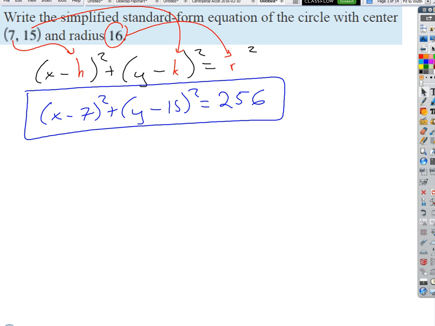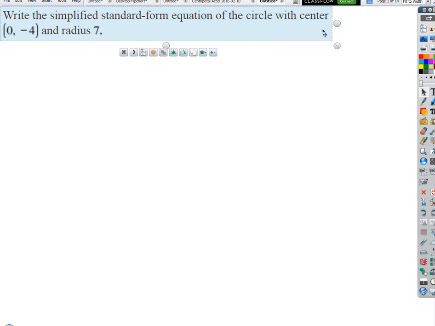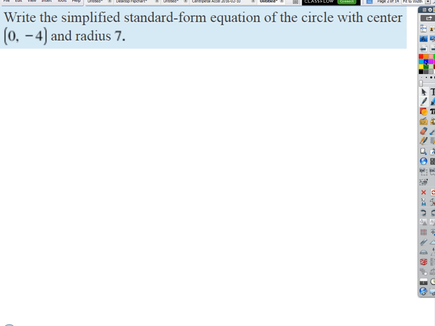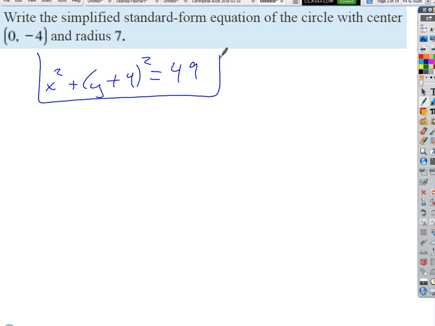Okay? Next one. Same kind of question, only this time, what's h? 0. So if I write x minus h squared, that's just going to be x squared, isn't it? Plus the quantity y minus -4, which would be y plus 4 squared, equals 7 squared, which is 49. That's it. Questions on that? If you put parentheses between the x and the square, would that be okay? It'd be fine. You wouldn't need them. It's not going to mark it wrong, but you don't need them.